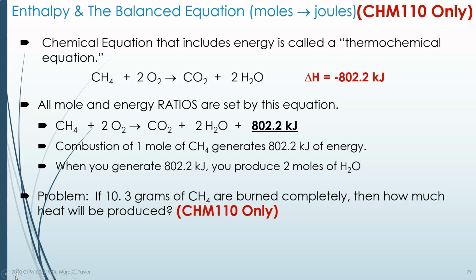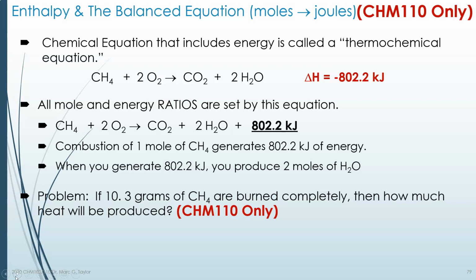Just like we did with balanced equations in our stoichiometry calculations, we can now make ratios. Instead of 1 mole of methane to 2 moles of water, we can say 1 mole of methane to 802.2 kilojoules of heat or energy. So you can use the same convention to create conversion factors in stoichiometry when you're being asked to discuss heat related to a chemical reaction.